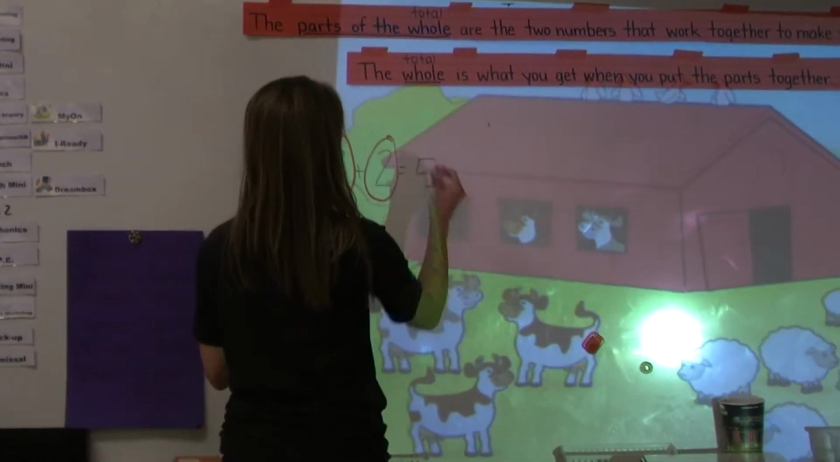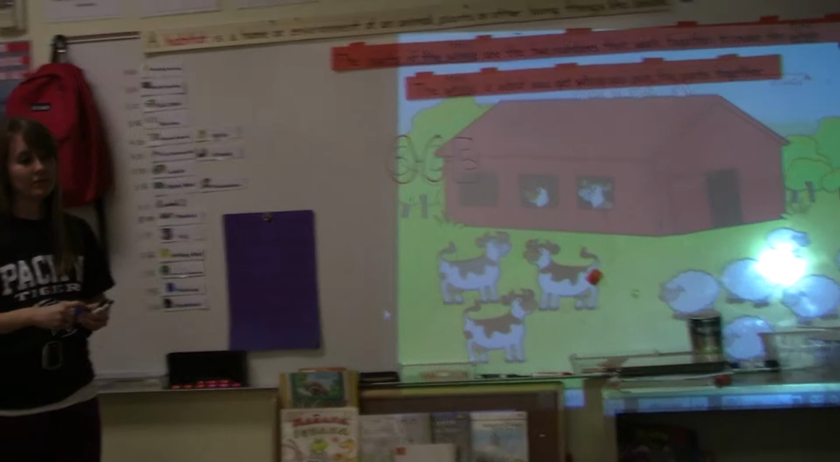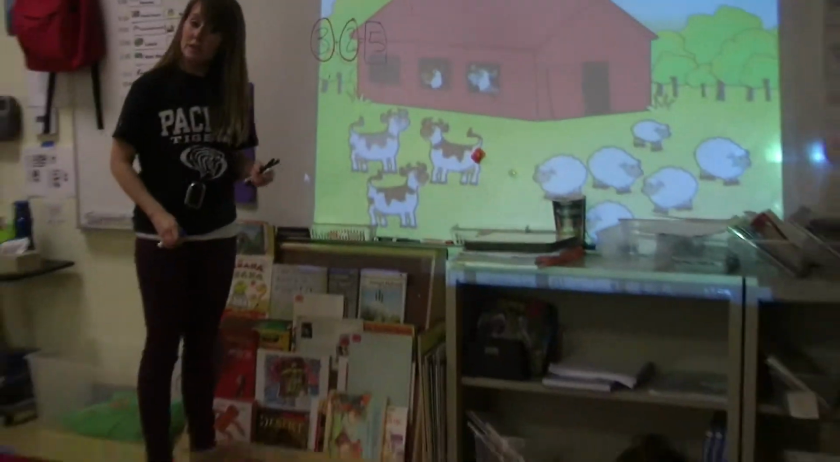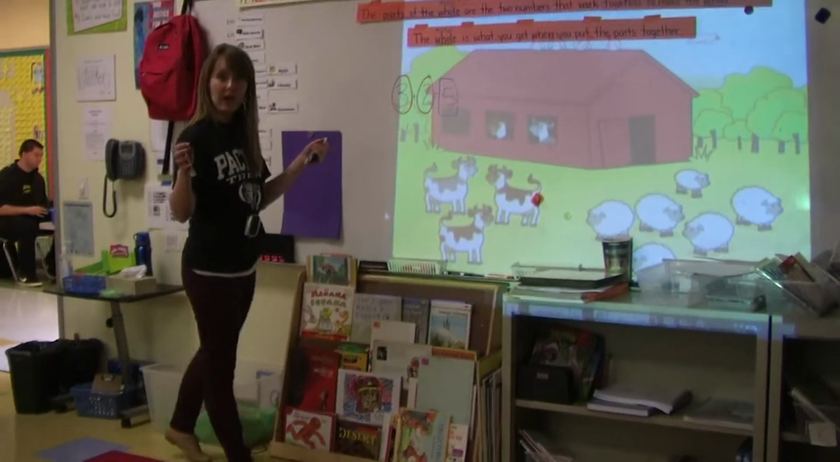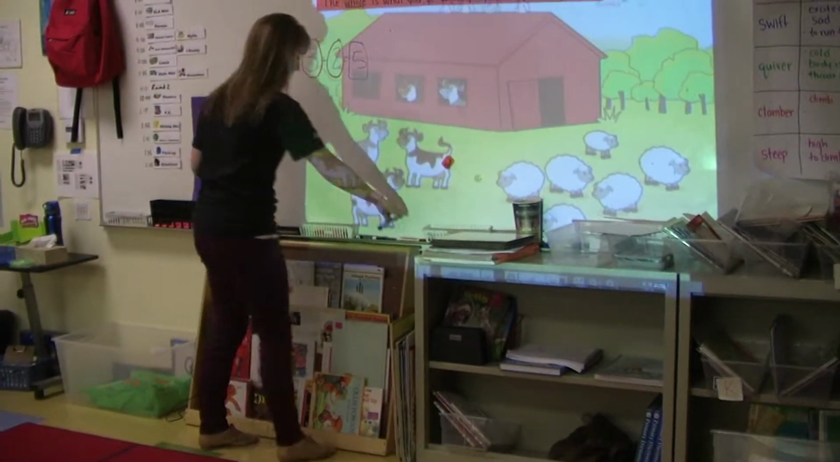Because if you don't circle the 5, then it's 2. And when it's next to the equal sign, because it's next to the equal sign, that means it's the total at the end. Very nice. Let's try a different one.